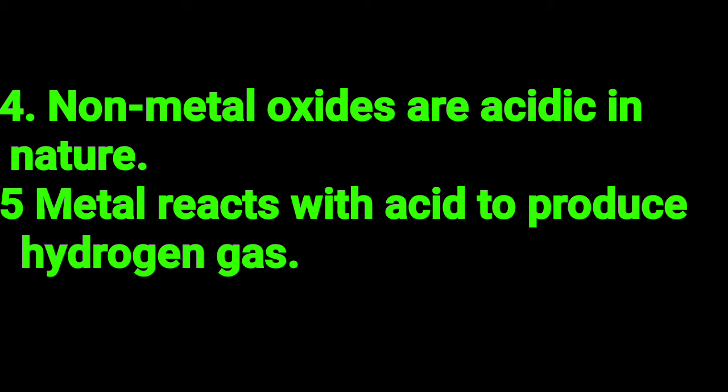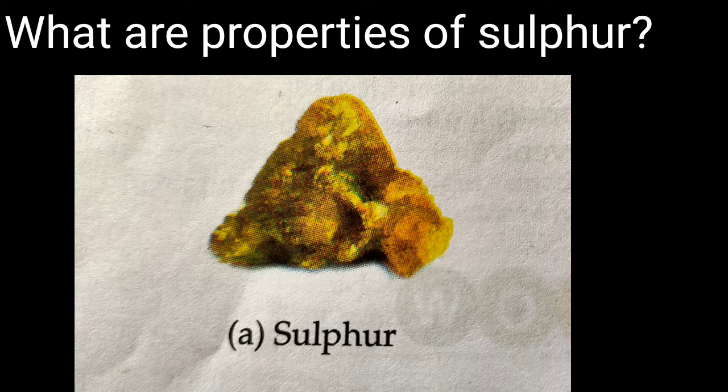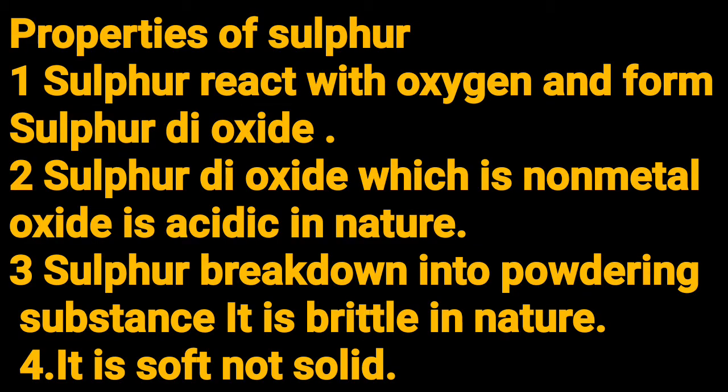Next, you have to identify the picture. What are the properties of it? So this is sulfur, and properties of sulfur are: sulfur reacts with oxygen and forms sulfur dioxide, and this sulfur dioxide has acidic nature. So sulfur dioxide, which is a non-metal oxide, is acidic in nature.